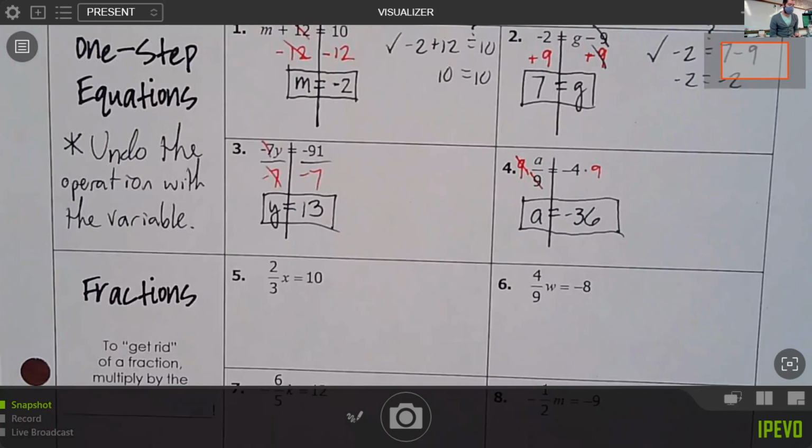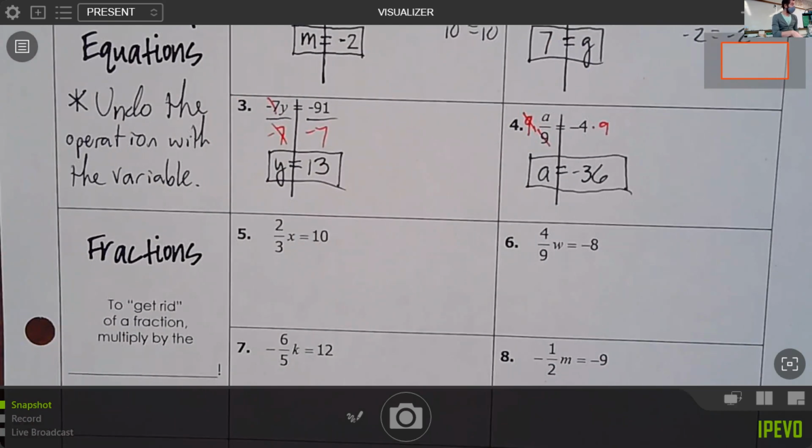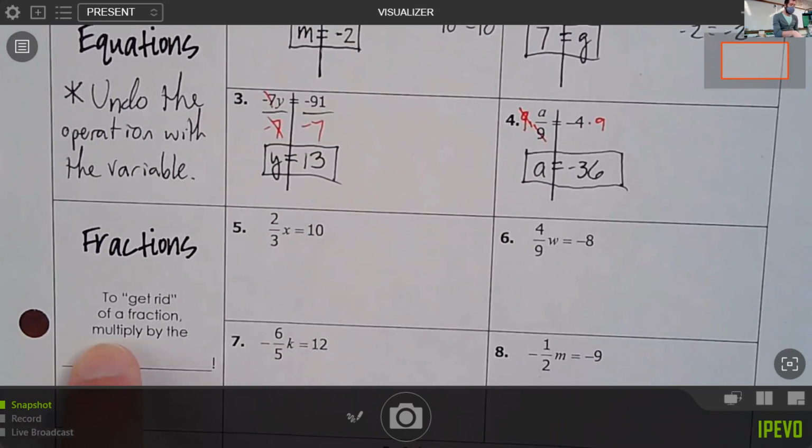So over here on to the side, it says to get rid of a fraction, we're going to multiply. So we know we're going to multiply. What would you have to multiply 2/3 by to equal 1?